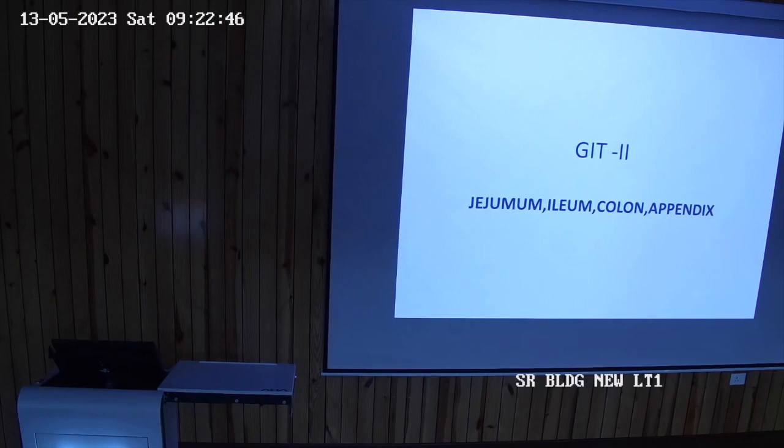In large intestine, no villi, only crypts of Lieberkühn. So I told you 2 points, very important points for identifying the large intestine. No villi, only the crypts of Lieberkühn, and the number of goblet cells is too much, more than the columnar cells.